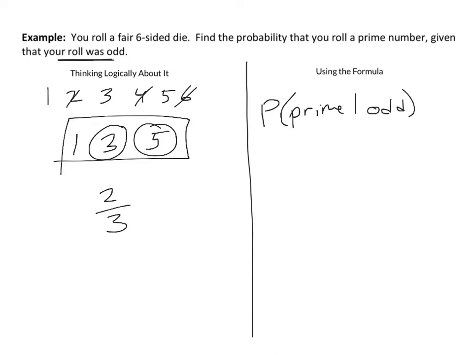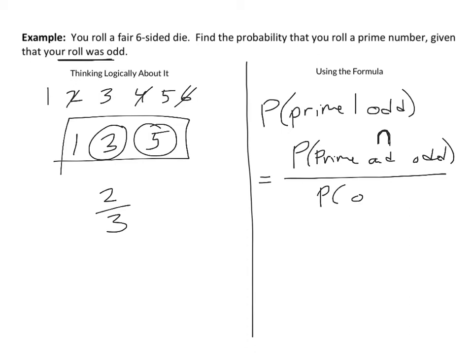I'd like you to pause the video here for a moment and write down what our formula would tell us that we need to do here. Well, according to the previous page, in the top I would have the probability of prime and odd. You might have used the intersection notation there. In the denominator, we would have the probability of odd.